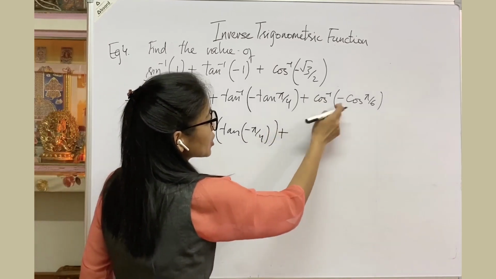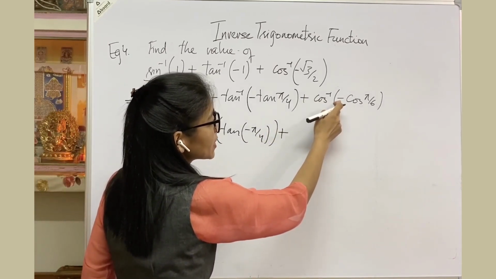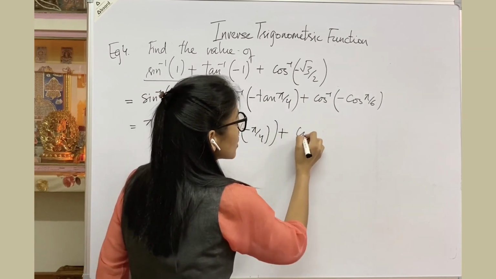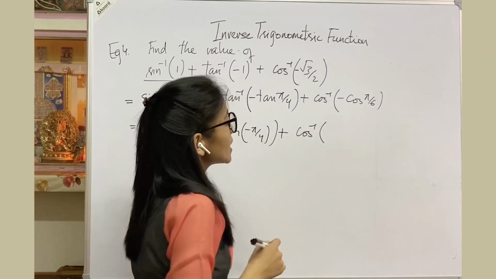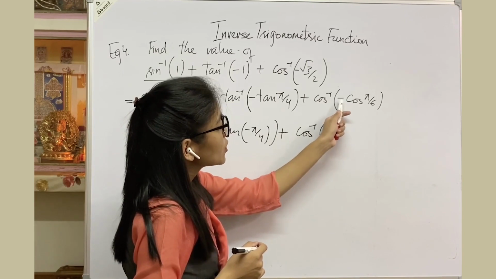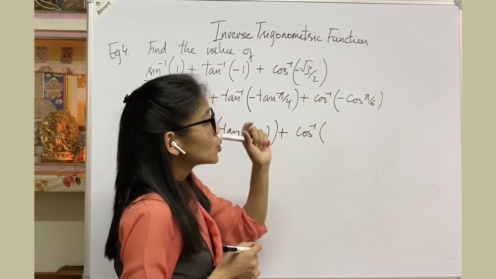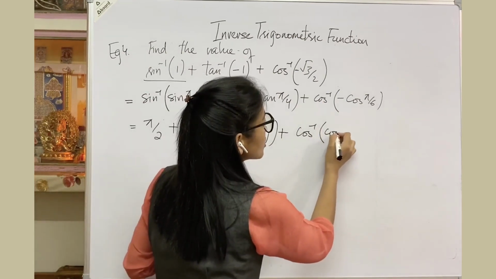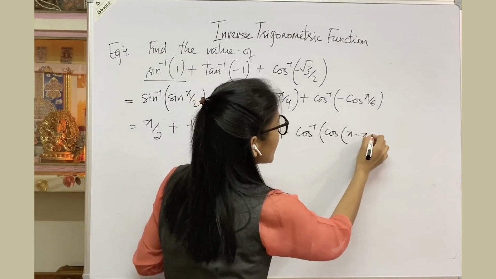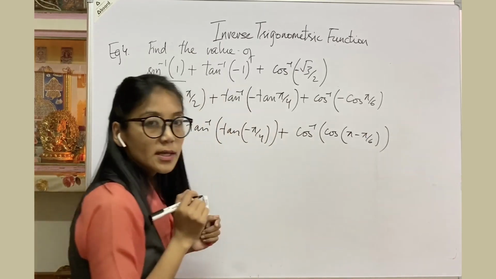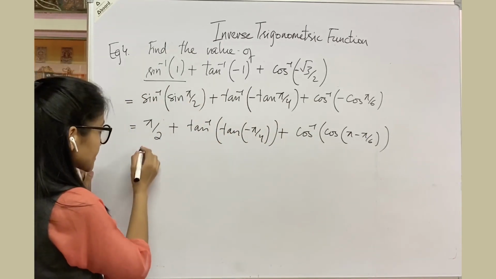Plus, similarly, you cannot cancel these two because we have a negative over here. So first we need to solve this. So I will write cos inverse of. Now, when you have cos, you will not take this negative with the angle. You remember I had written that. So what you will do, you will write cos of pi minus pi by 6. Is that clear?